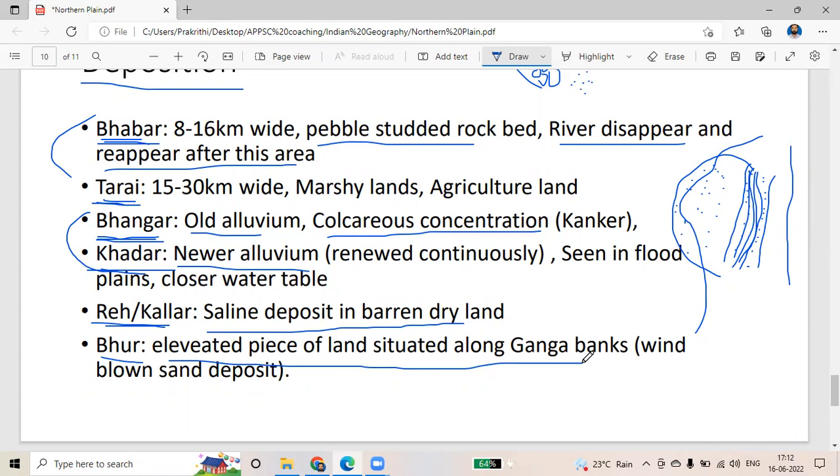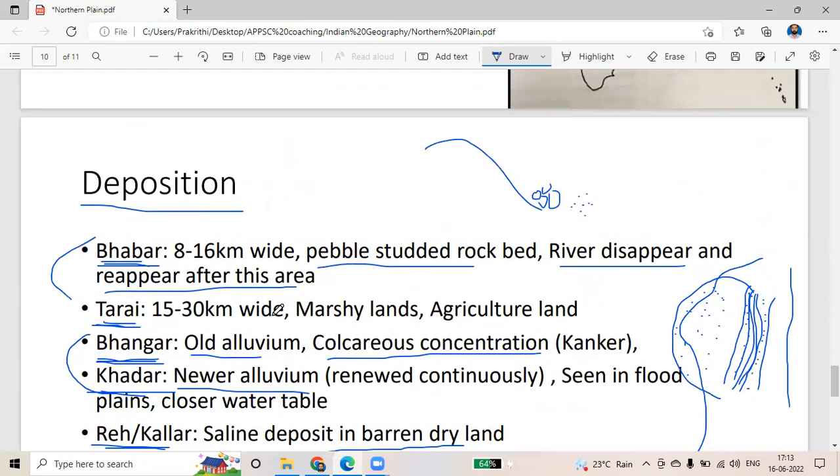But there are lands which are being created by wind action. Elevated piece of lands होगा. जैसे हमारा desert region में dunes होता है, same like dunes like formation, elevated करके river के सामने भी होगा. That is known as the bhur. तो ये सब terms you want to understand. So these are all depositional features.